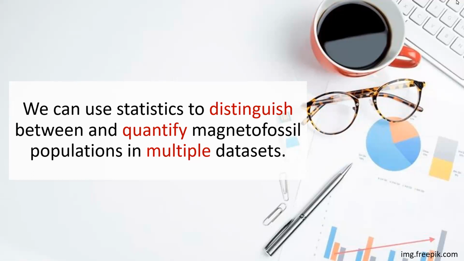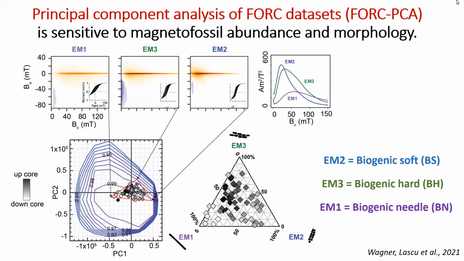As Nona went into length about yesterday, we can actually use statistics to begin to get quantitative estimates on the different proportions of these magnetofossil assemblages within sediments and actually get time series of this. So for those that were here yesterday, I hope this is very familiar and you're able to reproduce something similar. This is a result of principal component analysis on 65 different first order reversal curve data sets.